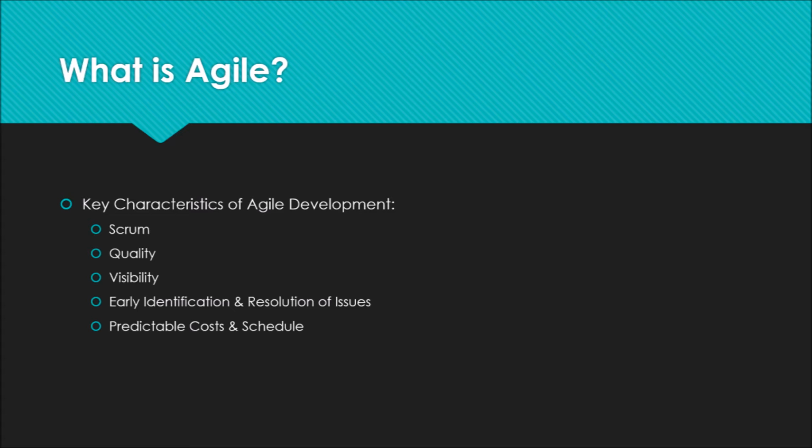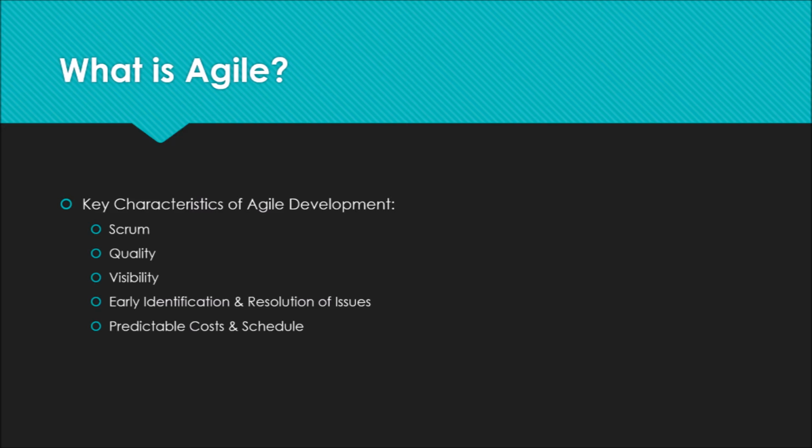Next up, we have quality, which is testing that is integrated throughout the life cycle of a project. As opposed to testing it all at once, you're testing it multiple times throughout the project. Next up, we have visibility, which is both creators and clients are actively involved in communicating so that expectations can be effectively managed. And next up, we have early identification and resolution of issues.